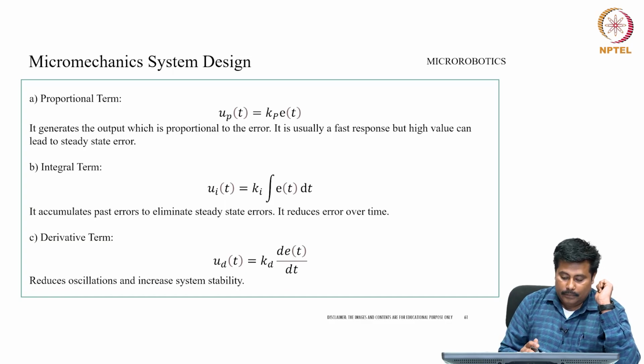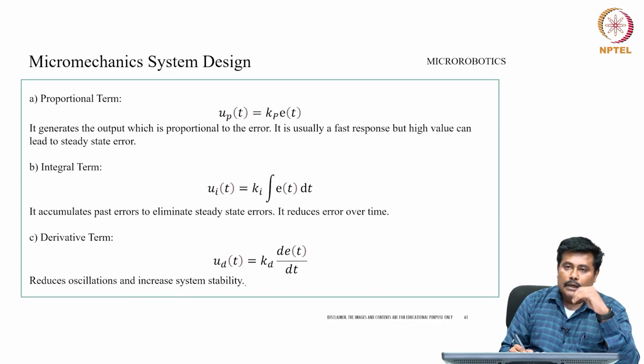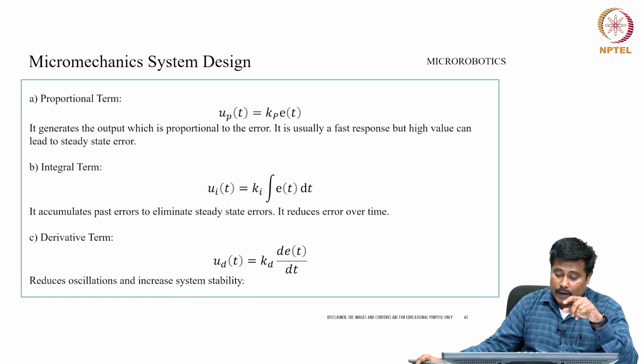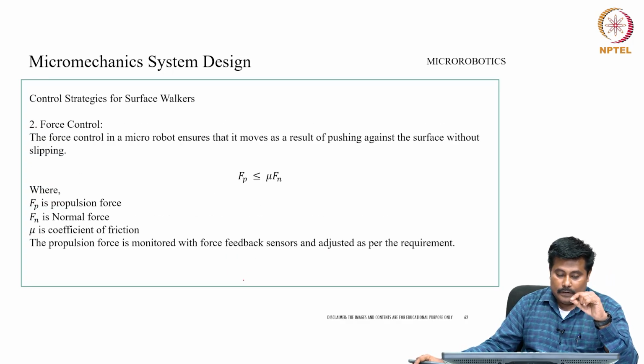From the derivative point of view, ud of t equals kd de of t by dt. It reduces the oscillation and it also increases the system stability. So, these are some generalized terminologies.